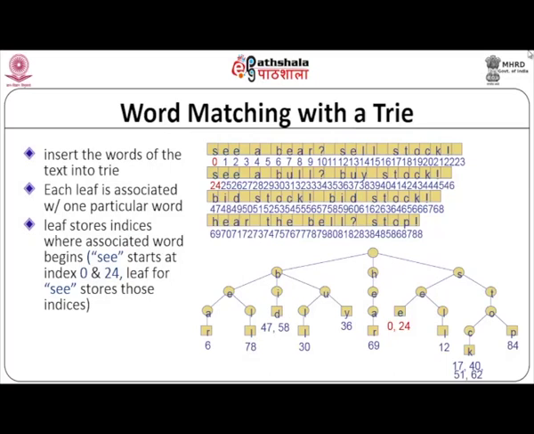Instead of actually having the word there like we had before, we will have the indices of where the word starts. For example, if you follow the node, you have SEE, and SEE starts at 0 and 24 in your representation. It is a 0 to 88 representation. So, those 0 and 24, the leaf tells you where it will be. So, instead of having the character there, we are actually using the index into the text where it is stored.